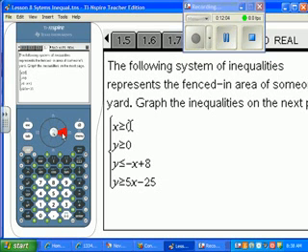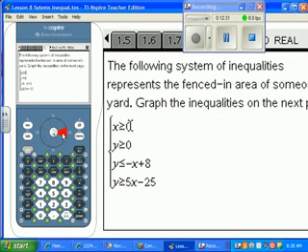Okay. So the following system of inequalities represents the fenced-in area of someone's yard. Graph the inequalities on the next page. So we have a couple that we're dealing with here. The only one we're going to get stuck with is x is greater than or equal to 0. I can't graph that on my calculator. Okay, so we're going to have to understand that that's part of it and be able to see it without this, okay?